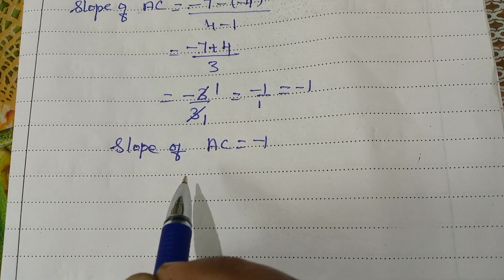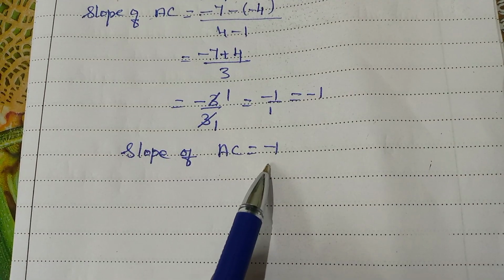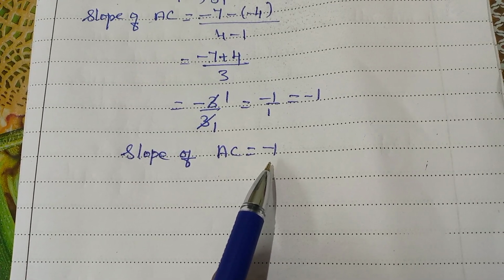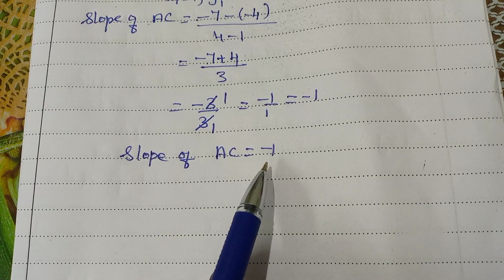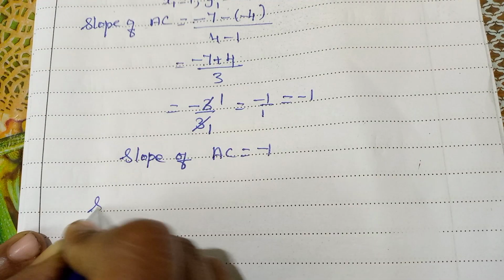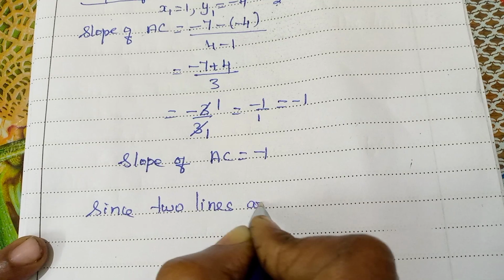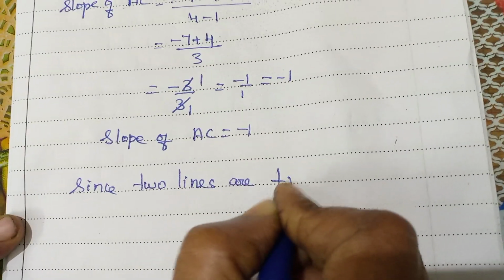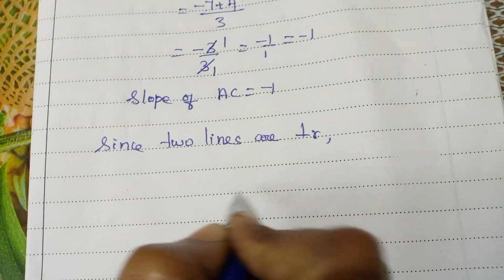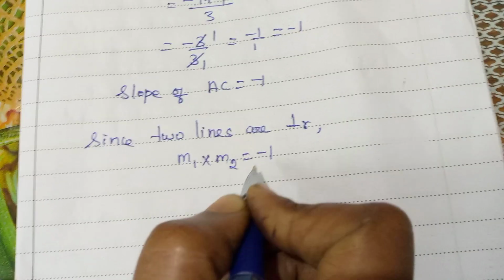Slope of AB equal to 1, isn't it? Slope of AC equal to minus 1. Let us find out the product. If we are getting the product of their slopes as minus 1, we can say that two lines are perpendicular, isn't it? We know that since two lines are perpendicular, the product of their slopes must be minus 1. So m1 into m2 is equal to minus 1 condition, we know that, isn't it?